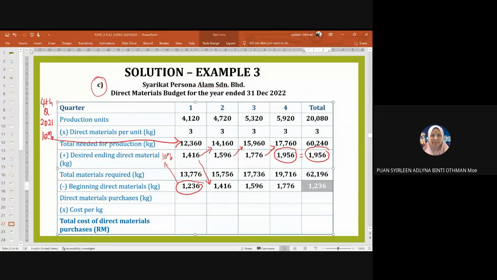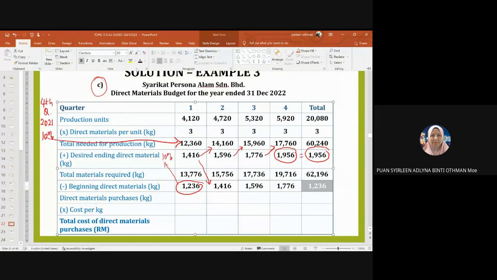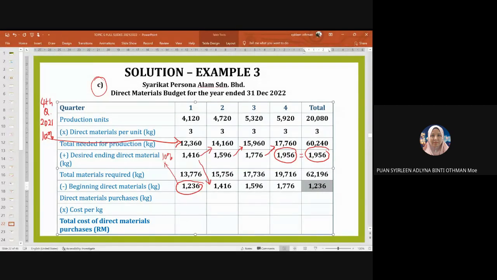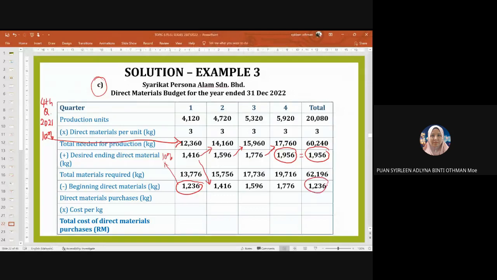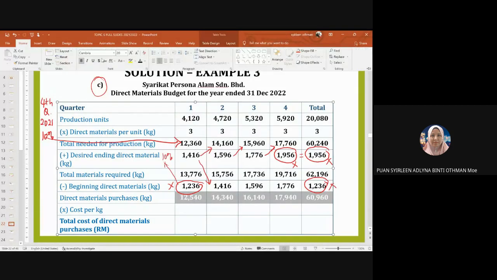Because beginning inventory and ending inventory are not summed up. They are the first and last inventory values in your accounting period. So we just take from the first column. This one is taken from here, and this one is taken from here. Then you minus all your ending inventory in order to get the direct material purchases.